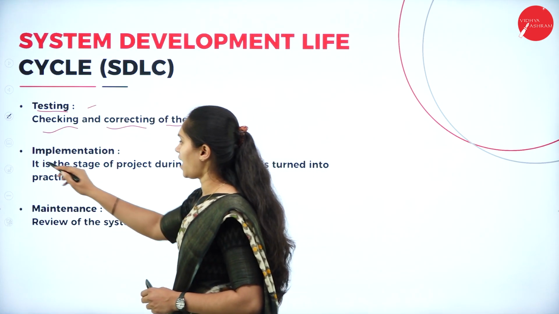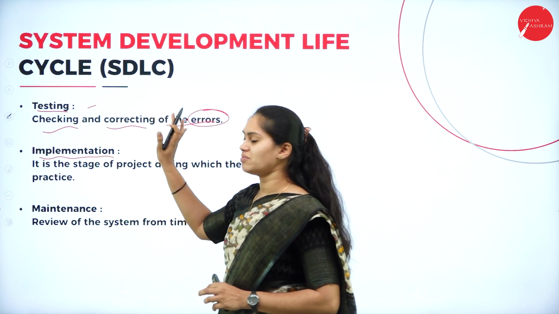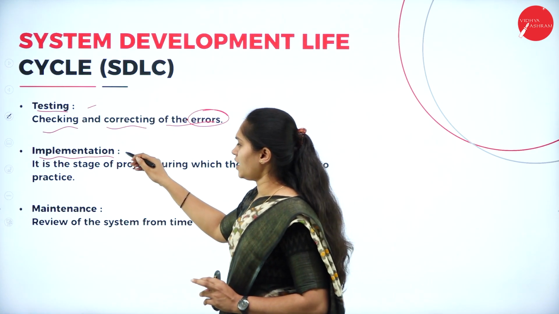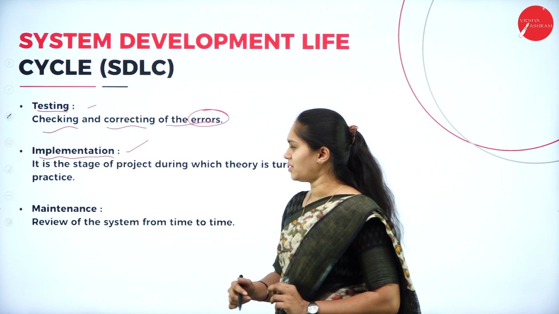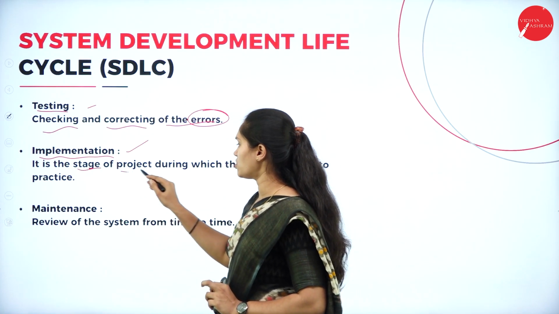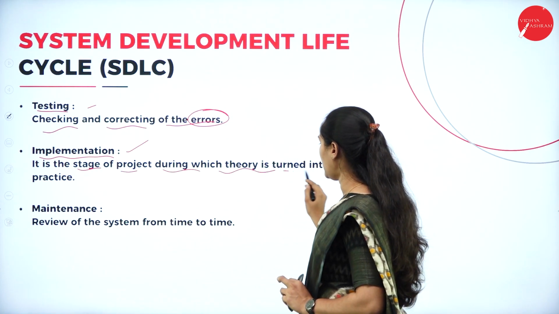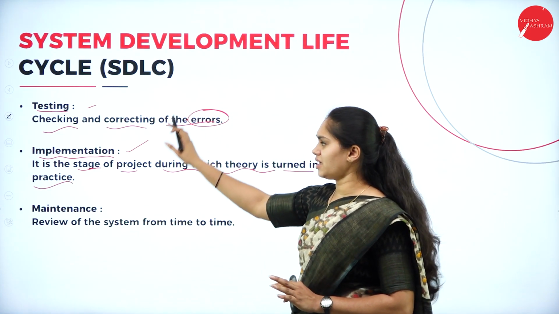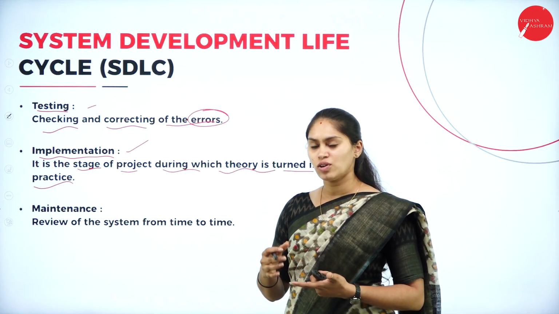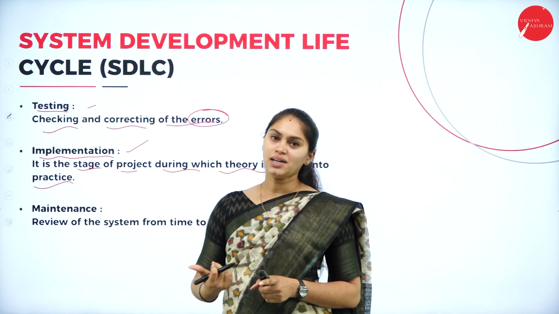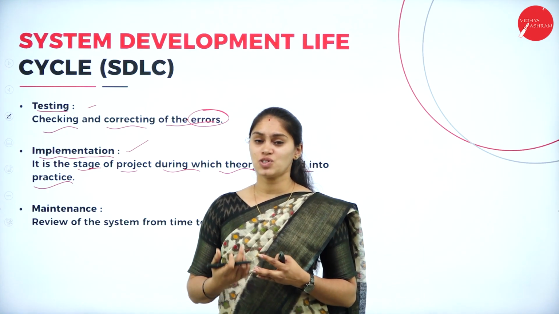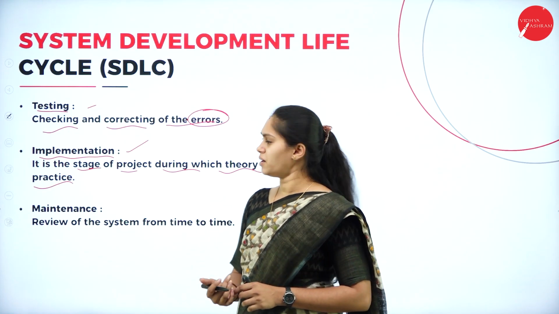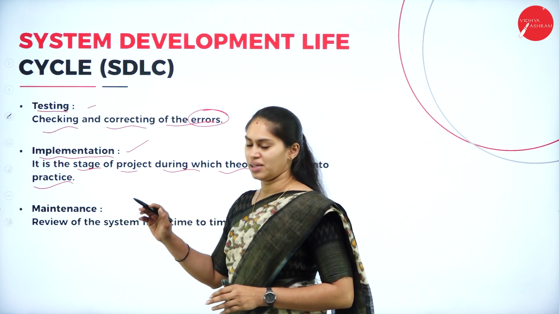Okay. Next we have implementation. Now I have data and information which is error free. Then only I can go with implementation. It is a stage of the project during which the theory is turned into practice. I did everything in the form of theory. Now I want it to be implemented as a practical thing. It has to give us suggestions, it has to give a solution for the problem of a user. For that purpose, we have this implementation.